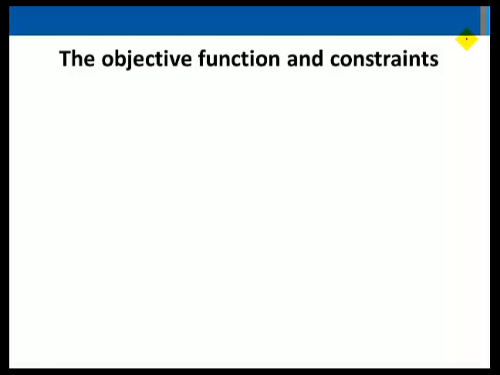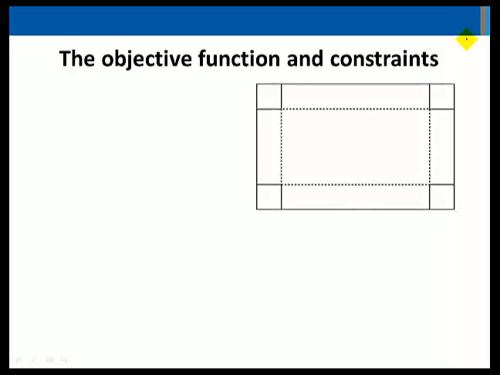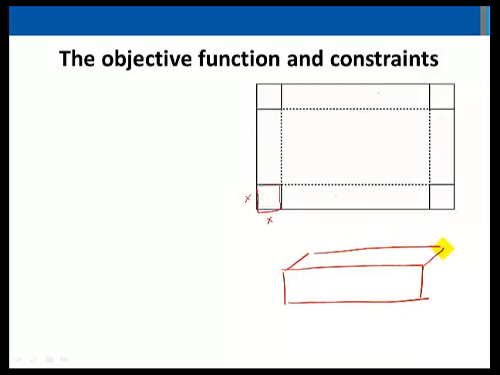The objective function and constraints. Here's our piece of cardstock, and if we cut out squares from the corner, let's say each of these squares is x inches by x inches, and fold up the sides, I will have a box that looks something like this. Notice that if we fold up the sides, the height of our box will be x inches. We don't know what the length is, so let's call that L, and let's call the width W.